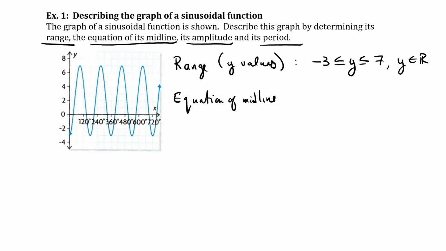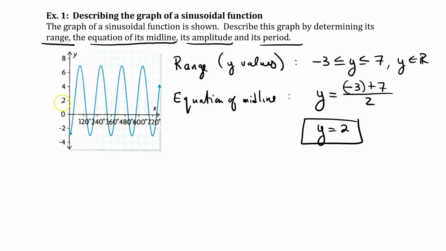So the equation of the midline is going to be y equals the minimum plus the maximum divided by 2. So it's the average between those two. So -3 plus 7 is 4, divided by 2 is 2, so y equals 2. If I were to draw a line right at y equals 2, half the graph would be above that line and half the graph would be below that line.